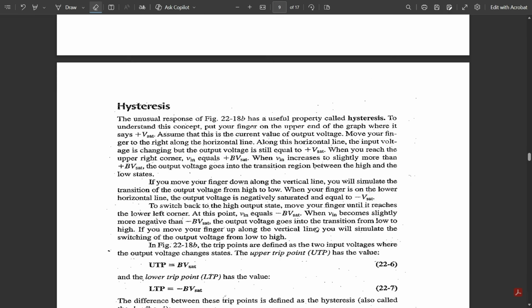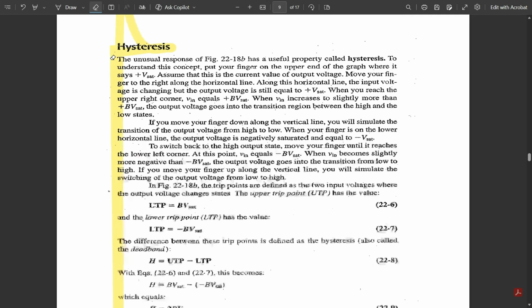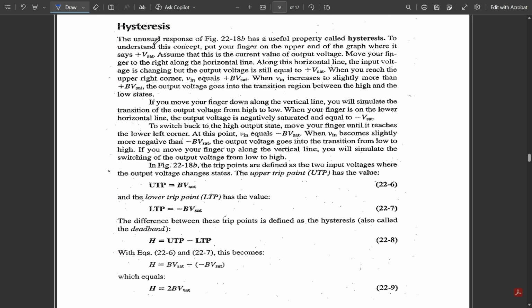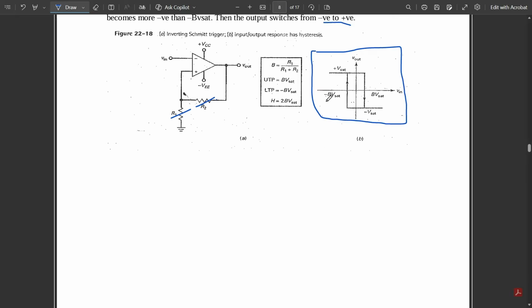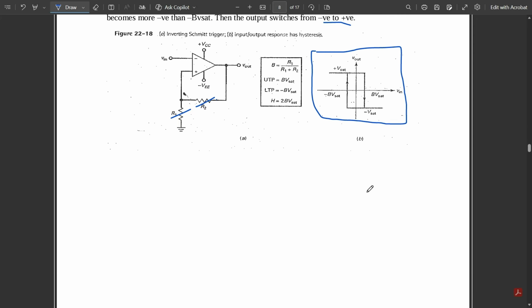Okay, so this is basically the inverting Schmitt trigger circuit, and these are the parameters of hysteresis which they have defined thoroughly. This part is not required, I'll just read it for you. The unusual response in the above figure has a useful property which is called hysteresis. So what do you mean by this hysteresis? They have given here, to understand this concept, put your finger on the upper end of the graph where it says plus V saturation. Assume that this is the current value of the output voltage. Here at this point you need to put your finger.